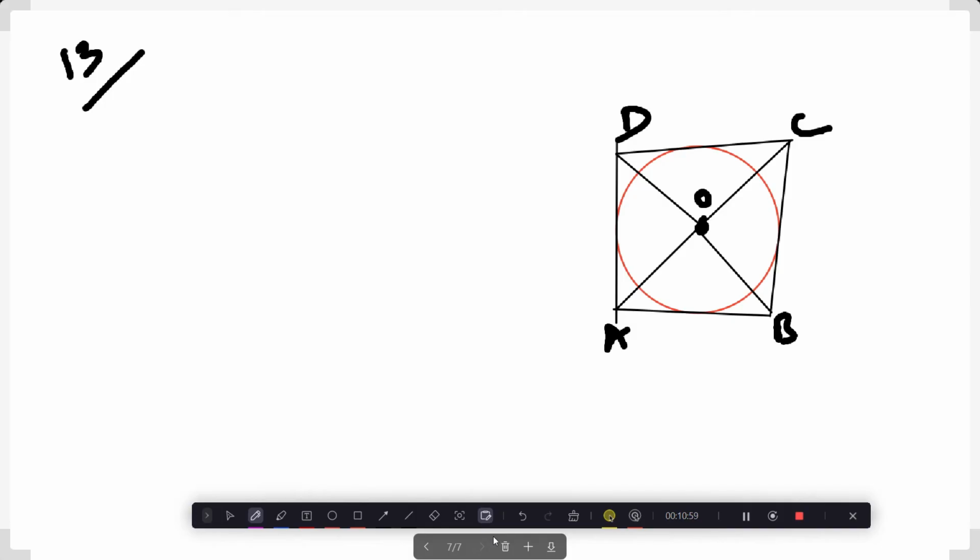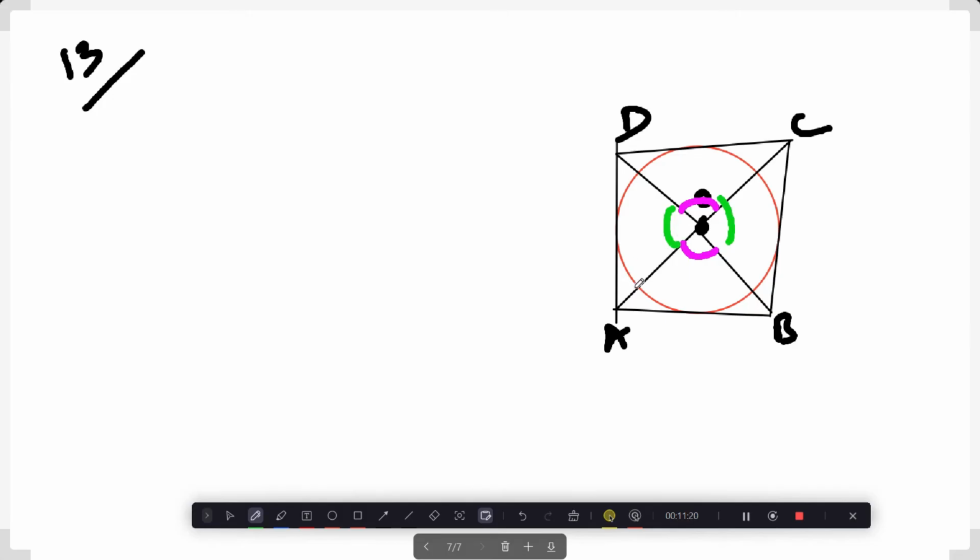Similarly, this is a very simple one, the next question. The question is: prove that the opposite sides of a quadrilateral circumscribing a circle subtend supplementary angles at the center of the circle. What does it mean? That this plus this is 180 and this plus this is 180. That is what they want to say.